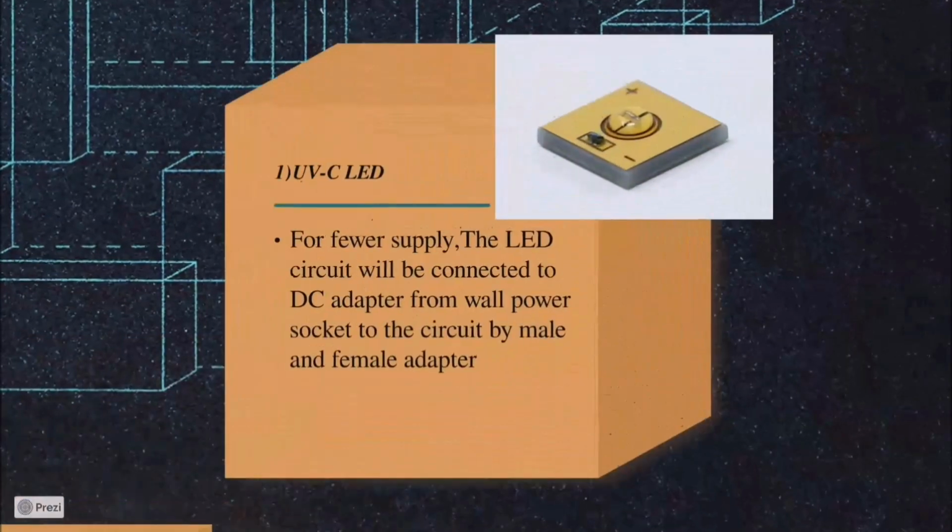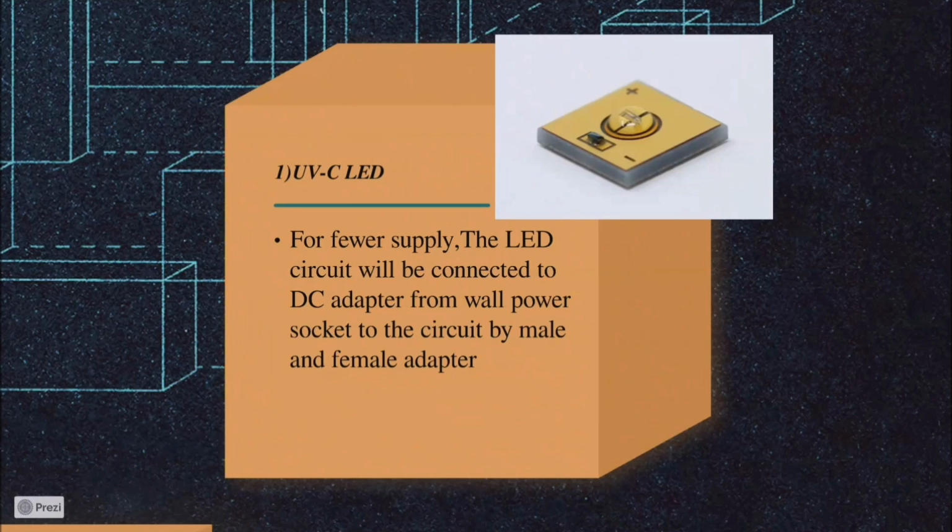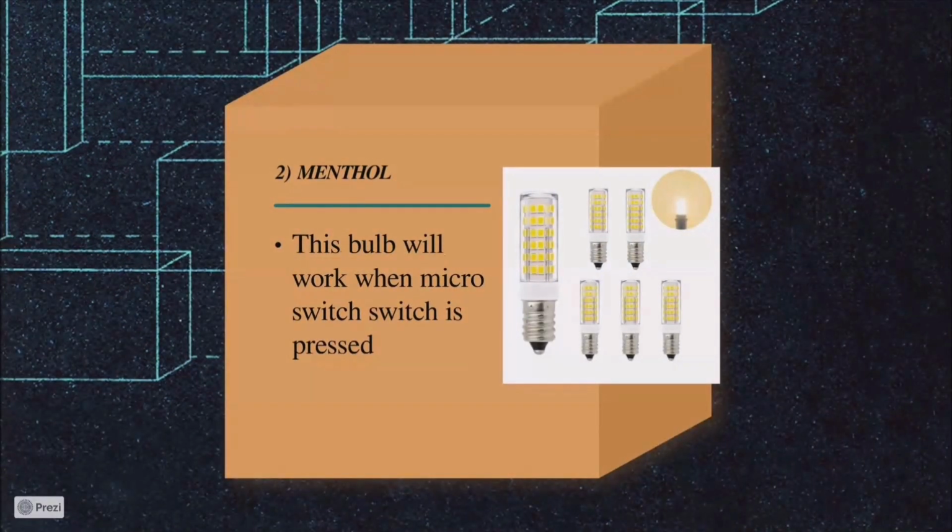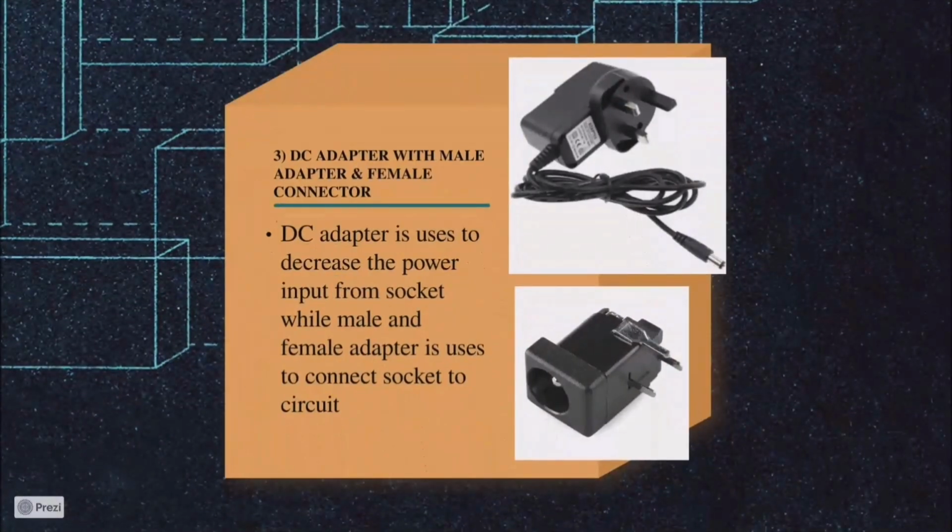Components of Disinfectant Smart Cupboard. First, UVC LED. For fuel supply, the LED circuit will be connected to a DC adapter from the wall power socket to the circuit by male adapter and female connector. Second, menthol. This bulb will work when the micro switch is pressed. Third, DC adapter with male adapter and female connector.